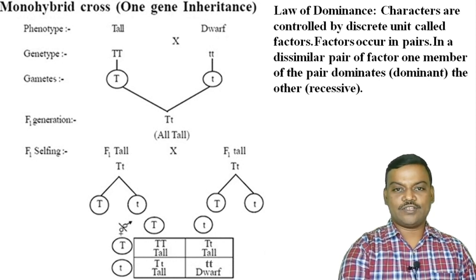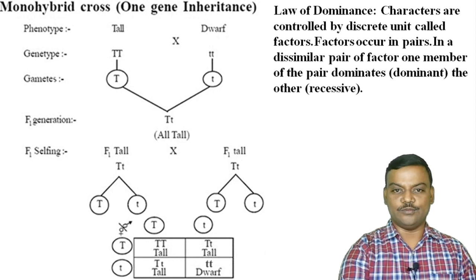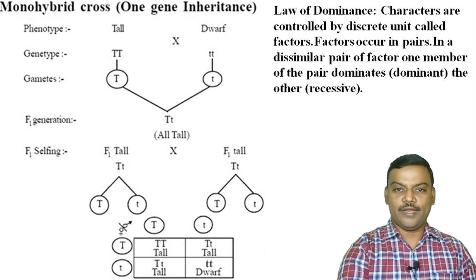Based on this experiment, Mendel proposed two important laws. The first law is the law of dominance. According to the law of dominance, the characters are controlled by discrete units called factors. Factors occur in pairs. In a dissimilar pair, it is heterozygous for the factor. One member of the pair dominates; it is called dominant, and the other is recessive. This is the law of dominance proposed by Mendel, and it is the first law of inheritance.